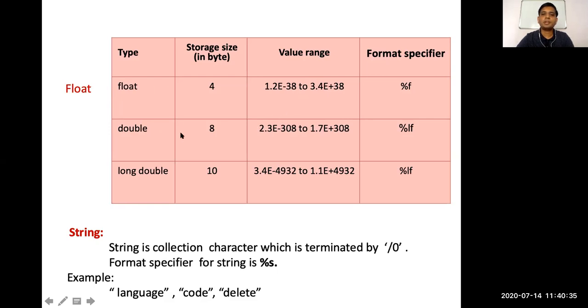Next one is the double. In a double, it is 10 raised to 308. This is a very big number in which we can store your values. The size of the double variable is 8 bytes, and the format specifier is %lf. For float it is %f, and for double it is %lf.